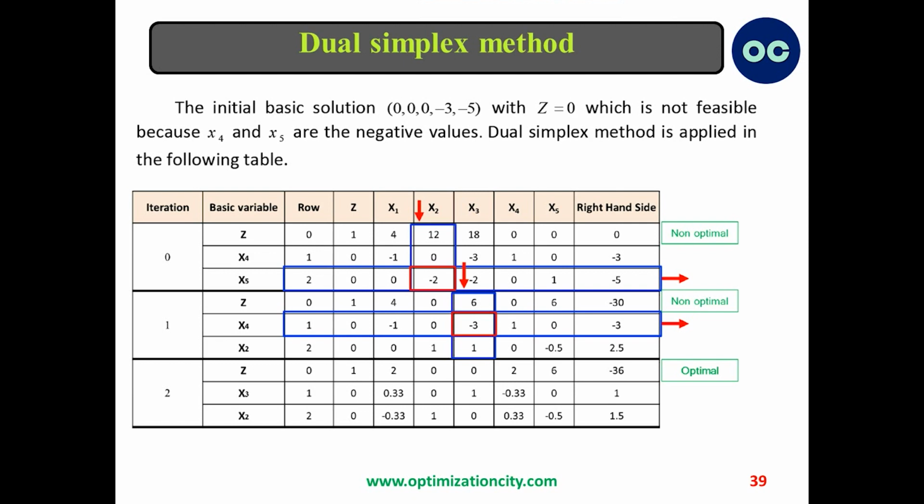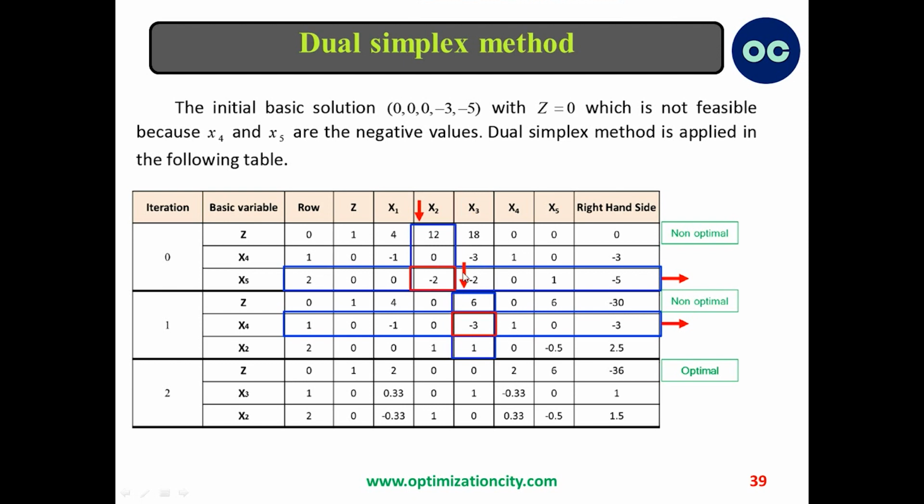This is the difference between the dual simplex method and the primal simplex method. Go through each iteration. In iteration 0, you can see we have 3 rows: first row for Z, second for X4, and third for X5. We select X5 as the entering basic variable because the absolute value of -5 is greater than the absolute value of -3. To determine the leaving basic variable, we use the ratio test because 12 divided by -2 is less than 18 divided by -2.